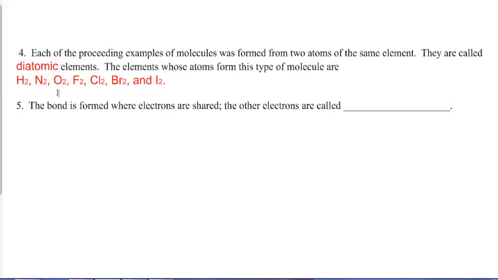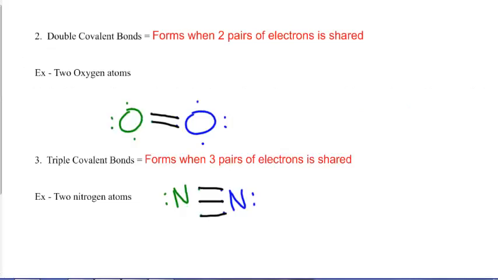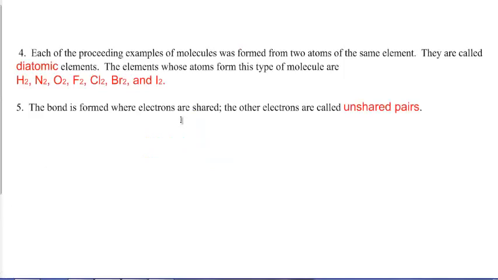It would be O2. The bond is formed where electrons are shared. The other electrons are called unshared pairs. So if we look back at nitrogen, these 2 electrons, that would be an unshared pair. Same thing with oxygen. This oxygen has 2 unshared pairs. These 2 and then these 2. Those are each a set of unshared pairs. So where we have the bond, that's the dot to dot. The other electrons that are not connected dot to dot, those are called the unshared pairs.